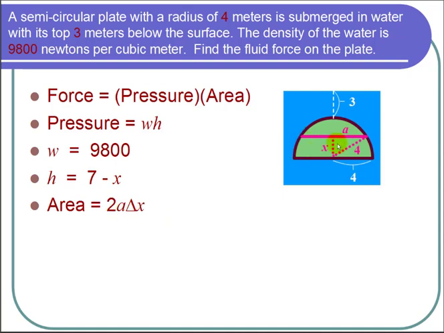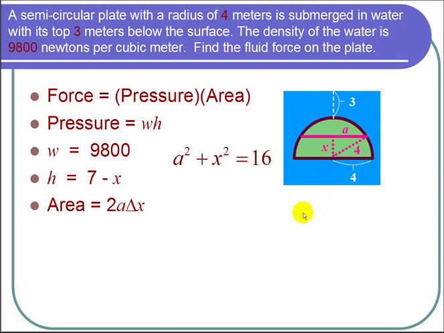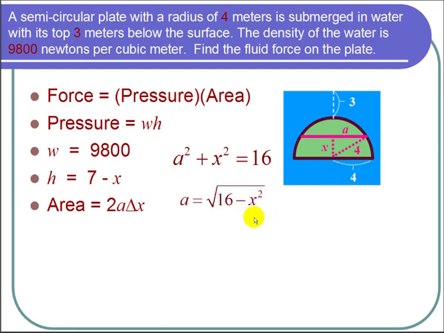Now we need to find a in terms of x. And our friend the Pythagorean theorem comes on in. We can say that a squared plus x squared is 16. Solving for a, we get a as the square root of 16 minus x squared. Now we can put that into the area formula, and the area is 2 times the square root of 16 minus x squared times delta x.